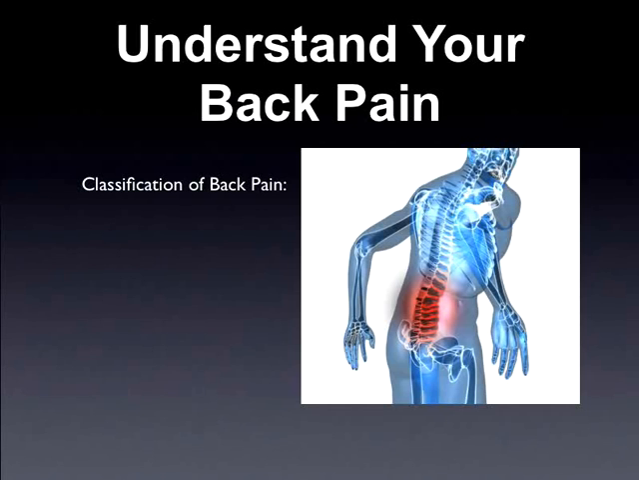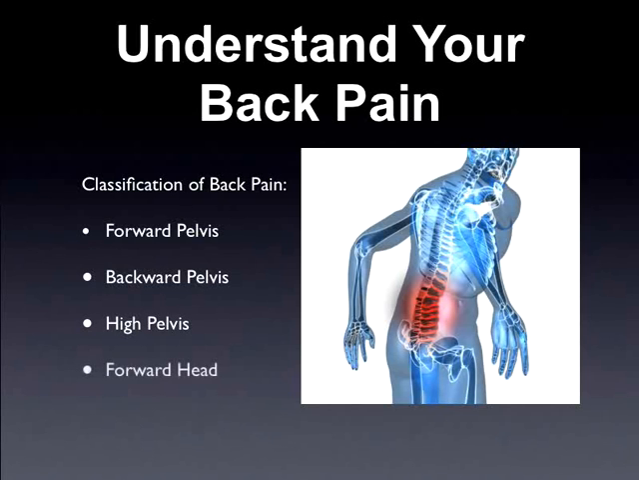The first diagnostic pattern is forward pelvis syndrome, and incidentally, we're going to talk about each one of these in more detail. So forward pelvis syndrome is the first diagnostic pattern. Secondly, we have backward pelvis syndrome. Thirdly, high pelvis syndrome. And finally, the forward head syndrome.